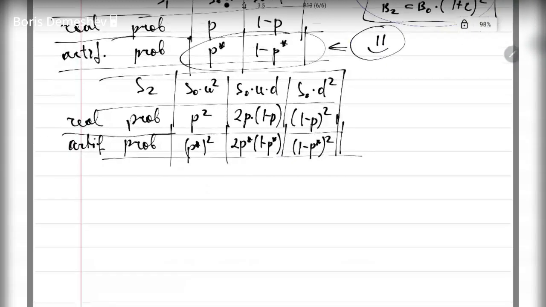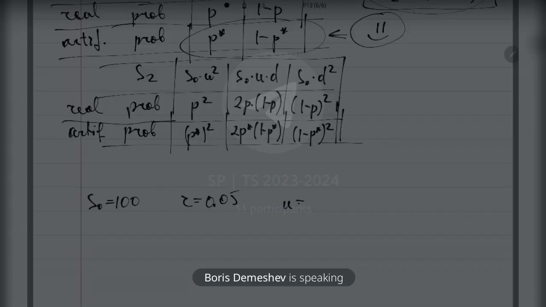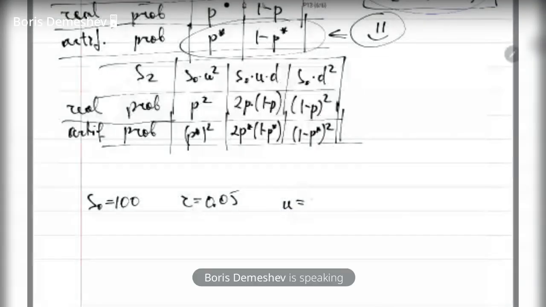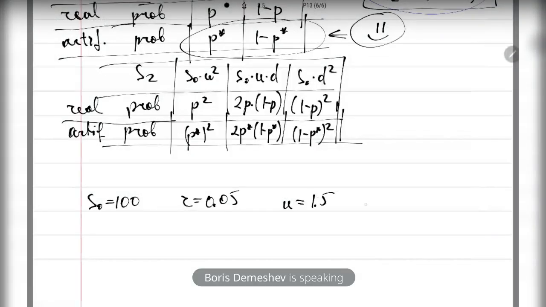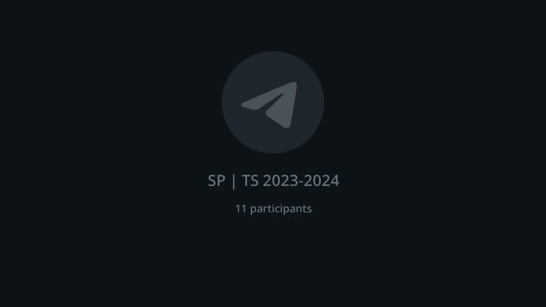Okay. Let's now say that we will give particular values for our parameters. Let's say that S0 is 100, 1 plus R, let's say R is 0.05. Let's say U is, let it be 1.5, and D, let's say the price will be multiplied by 0.9.